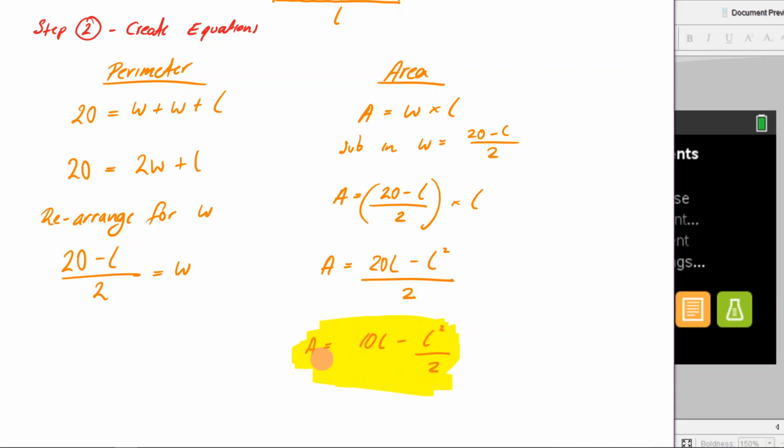I now have created for myself an equation for the area. Now, it's very important that we get it in terms of 1 variable, because now that it's in terms of 1 variable, I can sketch it. So I can sketch this now because I've only got 1 variable that I'm dealing with. So to do this, I'm now going to use my CAS. So let's make this step 3.